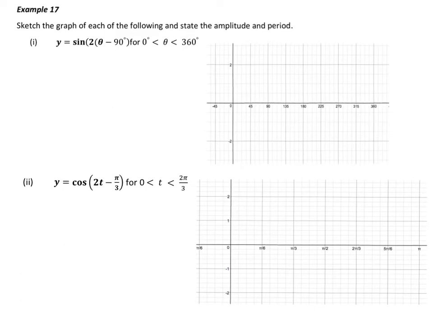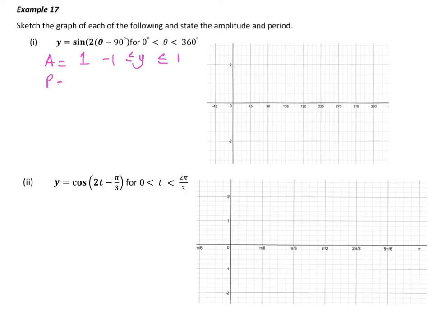So y is equal to sine of 2 outside of theta minus 90 degrees, and we want to draw the graph between theta equal to 0 degrees and 360 degrees. So that's our domain. Let's start off by finding the amplitude, the period, and we'll then look at the translation. So as per usual, the amplitude here is in front of the sine, which is 1, which means y is between -1 and +1. So there's no y translation at this stage.